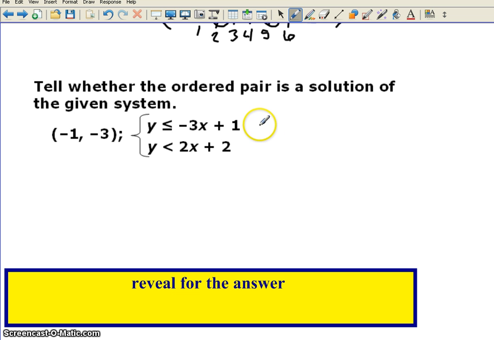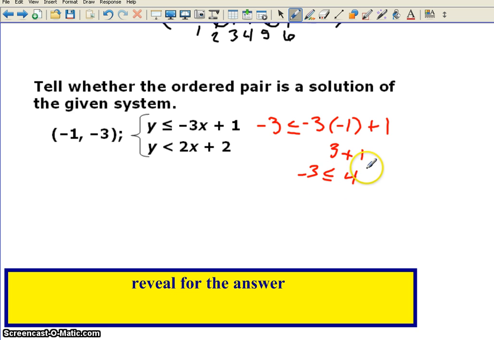So I would go ahead and plug in -3 is less than or equal to -3 times -1 plus 1. Well, I know -3 times -1, that's going to be a +3 plus 1. So I know that equals 4, and that is going to satisfy our first inequality because -3 is definitely less than or equal to 4. So we would say, yep, that coordinate would work for our first inequality.